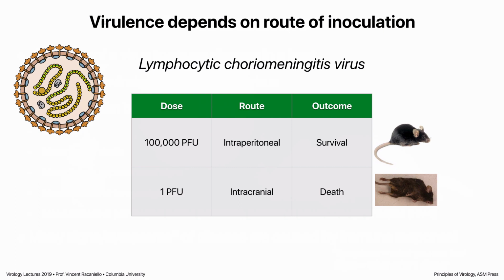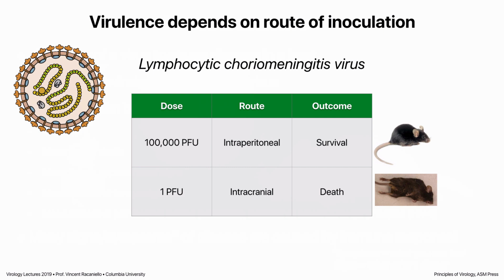So here's an example of how one parameter in a virulence determination can make a big difference. And here's the effect of the route. This is lymphocytic choriomeningitis virus, which is a mouse virus that is used very often in virology as a model because it causes disease in mice, and it's well characterized. This is an arenavirus, by the way. It's an enveloped RNA virus.